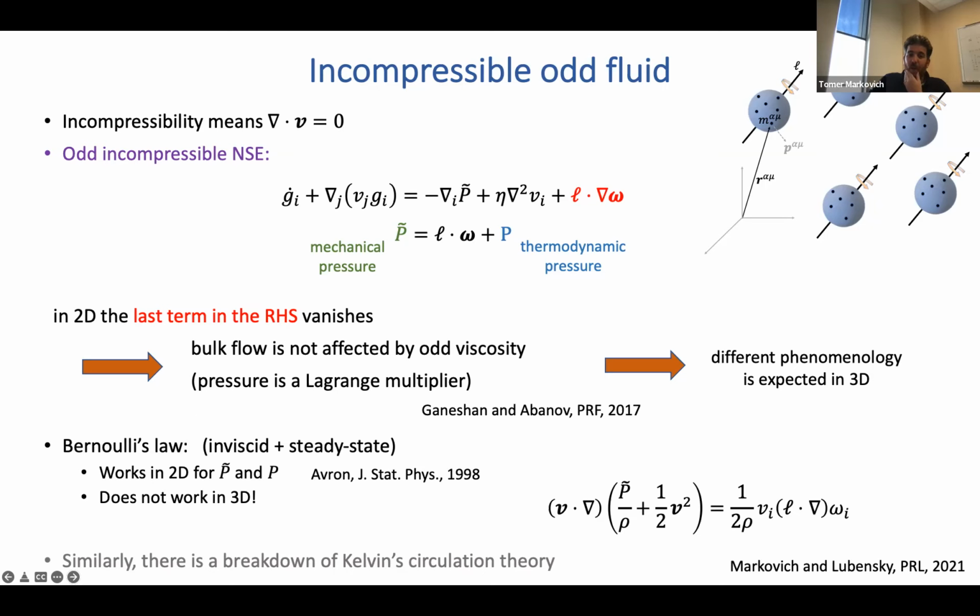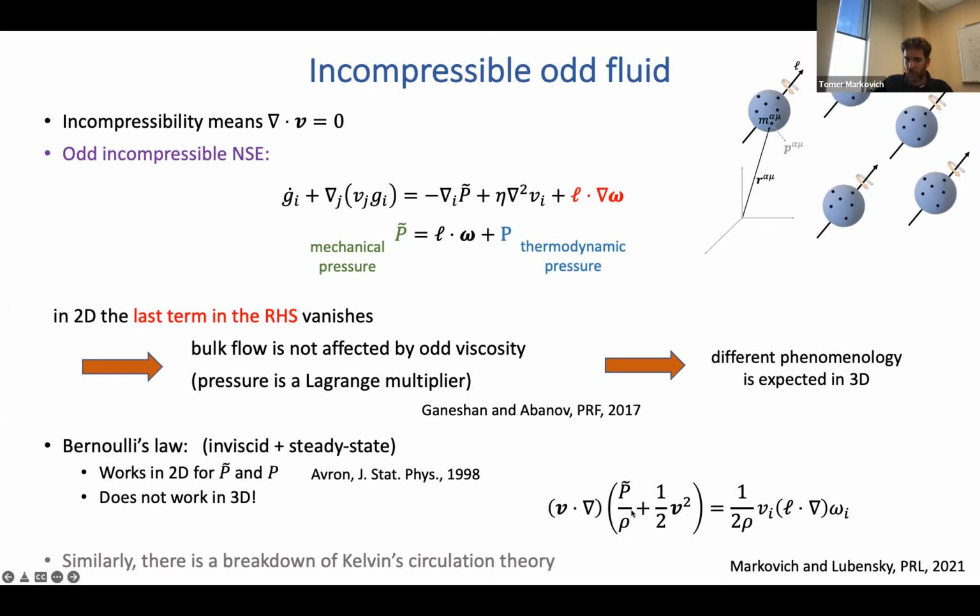Okay, so for example, we checked what happened to Bernoulli's law. Yossi Vron already showed in his paper, a very interesting paper, that looking at this equation in steady state without viscosities, it works in 2D, and it actually works both for the mechanical pressure and the thermodynamic pressure. So in 2D, what happens is that this right-hand side is 0.